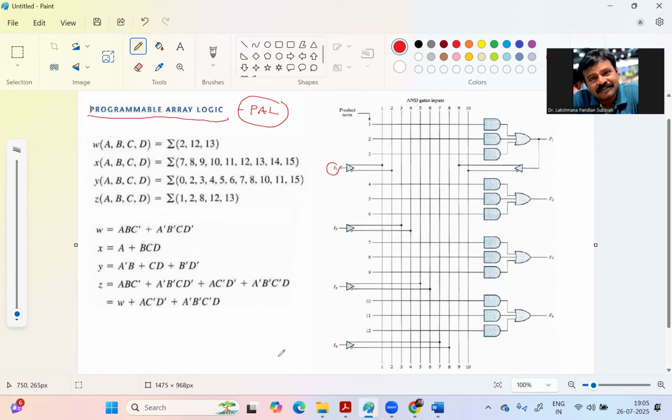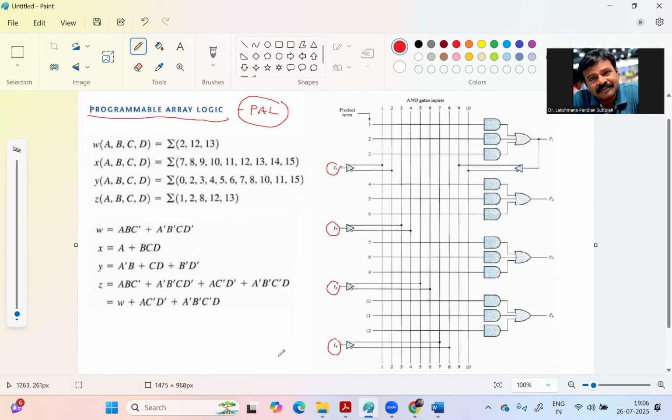Each input has an inverting and a non-inverting form, so a buffer and an inverter are used for each input. The inputs are A, A dash, B, B dash, C, C dash, D, D dash. Here we also have the wired AND gate, so you can connect whatever inputs you want. Ten lines can be connected to the AND gate, and its output connects to the OR gate.